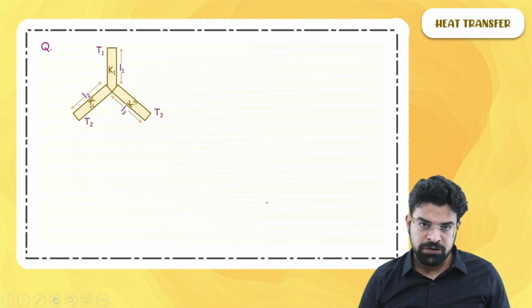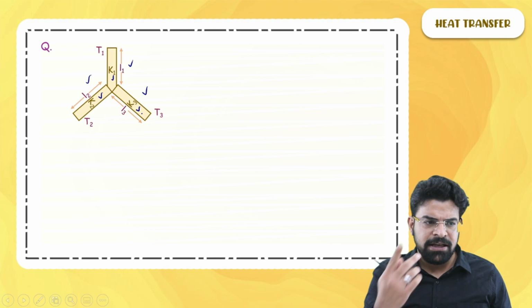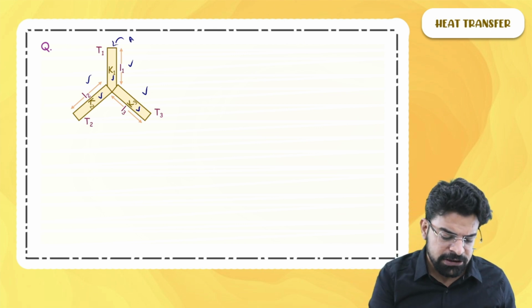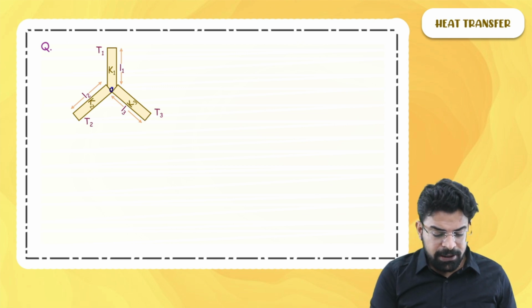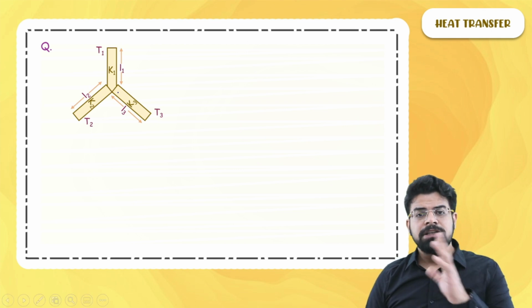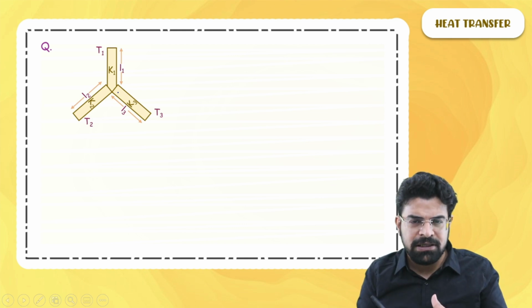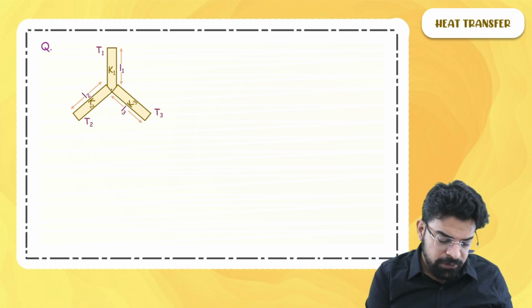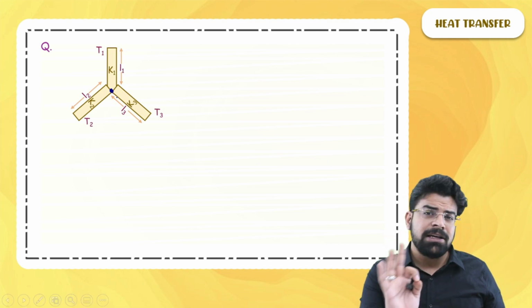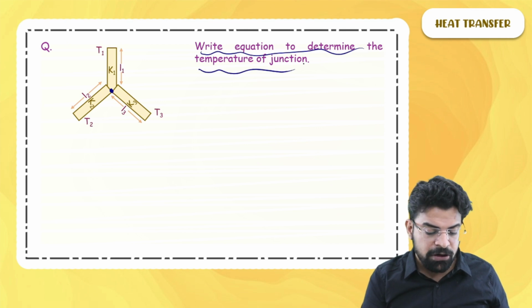So the question goes like this. There are three rods having length L1, L2, L3, having conductivity K1, K2, K3, having the same cross-sectional area A, or maybe different cross-sectional area A1, A2, A3. Now they are joined at a point. They will ask you what is the temperature of the junction. In this particular case of heat transfer, since I am dealing in terms of variables, I just want you to write the equation that how will you find the temperature of the junction. And this single question comes many a time in many different chapters. So write the equation to determine the temperature of the junction.